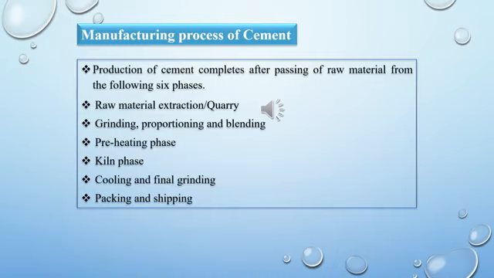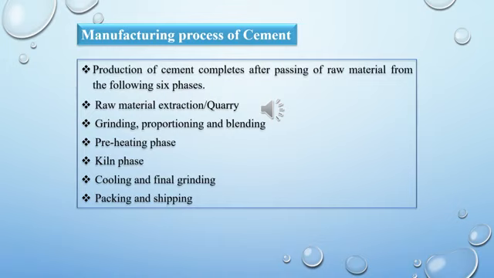Then we use different silos which homogenize our raw material. After homogenizing, we feed the raw material to the preheaters, and here our next phase is the preheating phase. In the preheating, we heat the raw material and the carbon dioxide is removed and vapors are also removed. After the preheating and homogenizing, we feed our raw material to the kiln.